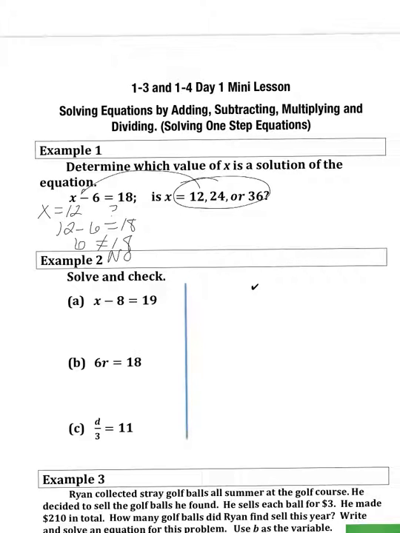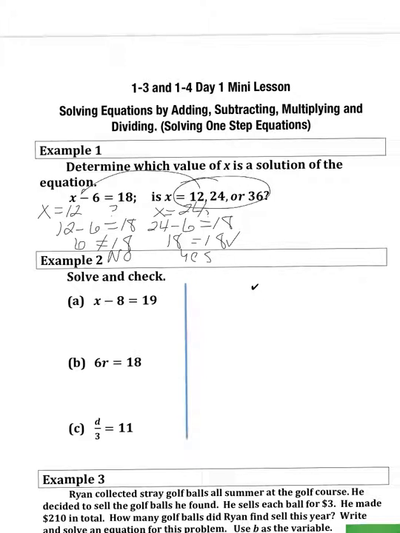Next, we're going to try when x equals 24. And so again, we're going to substitute the 24 in where we saw x. And so now it'll read 24 minus 6 equals 18. And again, we're trying to determine if that is true or not. When we do the subtraction, 24 minus 6, we do get 18. And so 18 equals 18 is the correct answer. And so we would say, yes, this does work.